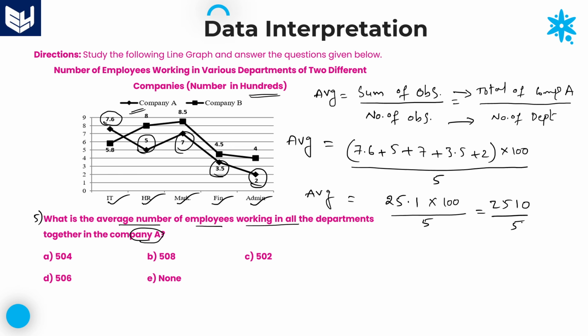Now you just cancel with the 5 table. 5 fives, and next 0, 5 twos. Therefore the required average of company A, the required number of employees working in company A, is equal to 502. 502 is the required average. Once look at the options, option C is the right answer for this question.